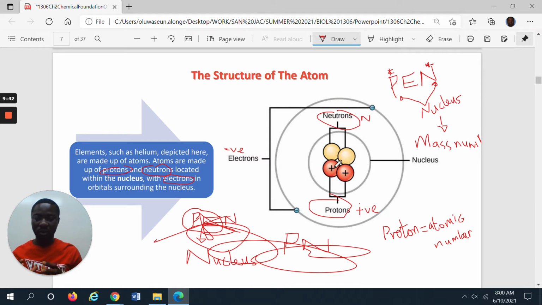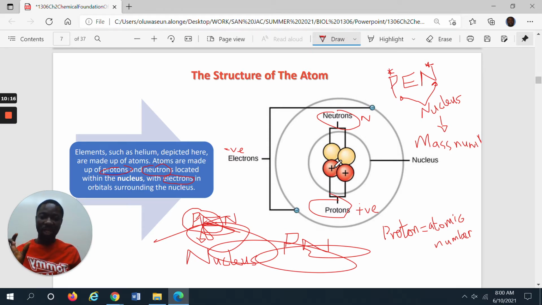Now, generally, for a neutral atom, don't confuse it, electron and proton can have the same number. For a neutral atom, electron and proton have the same number, but neutron can be different, and it may be the same. I'll still be talking about it. I'm just laying the foundation here.